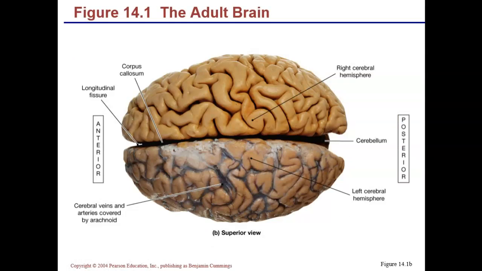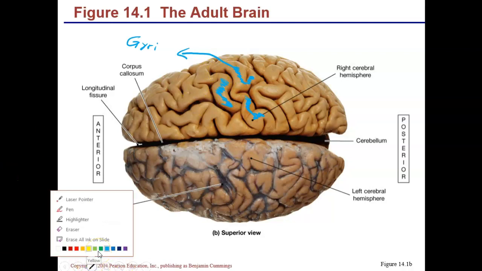Here we could see a brain from the superior view. And I'm going to go ahead and draw on this. The parts that are bulging out, right here, see how this is bulging out, all this, and all this, the parts that are sticking out, this is called the gyri. And then there's grooves right here, the parts that are folded in. And those are called sulci.